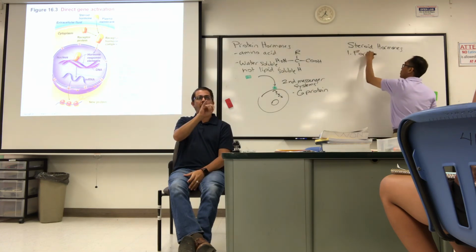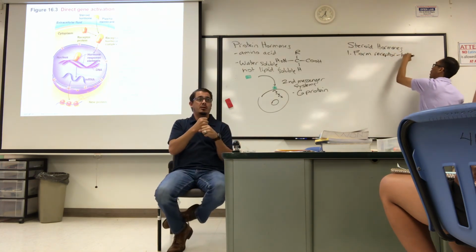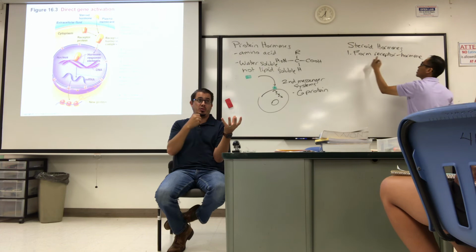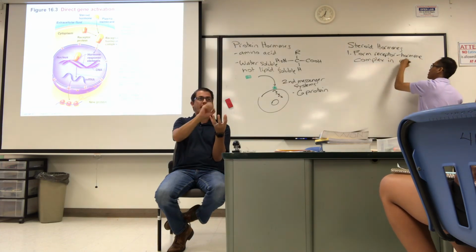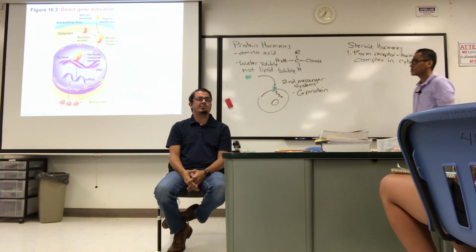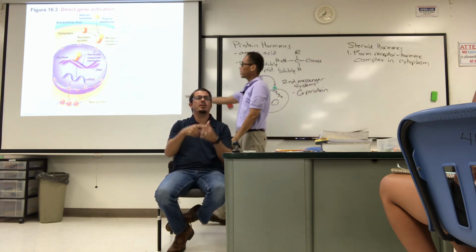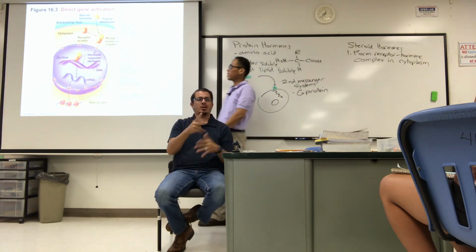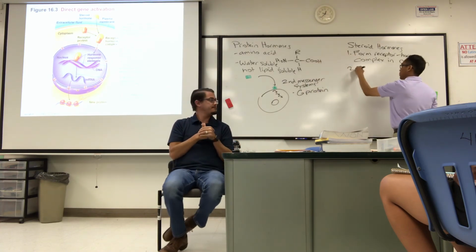Number one, form receptor hormone complex in cytoplasm. Step 2, you enter the nucleus. Step 3, you bind DNA, you turn the genes on. So let's go back. Step 2, enter nuke.